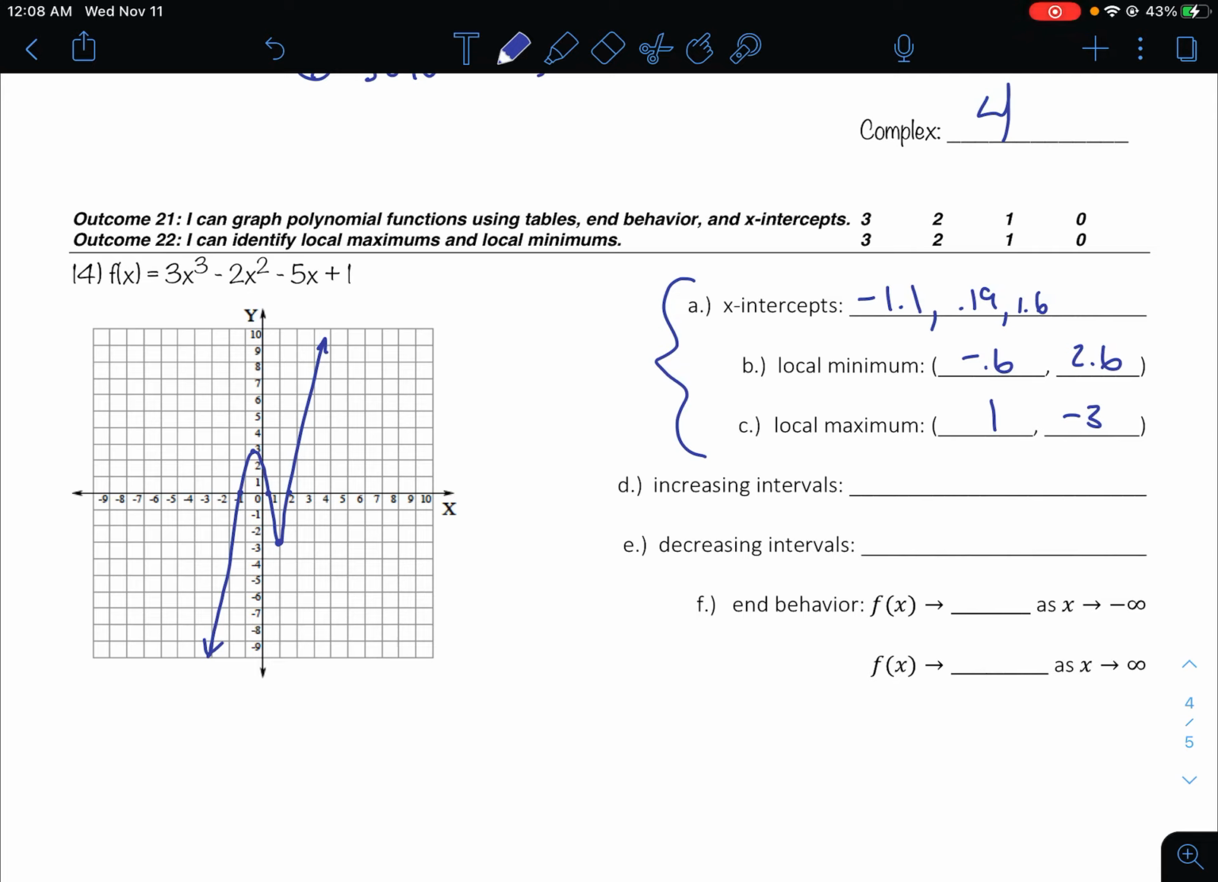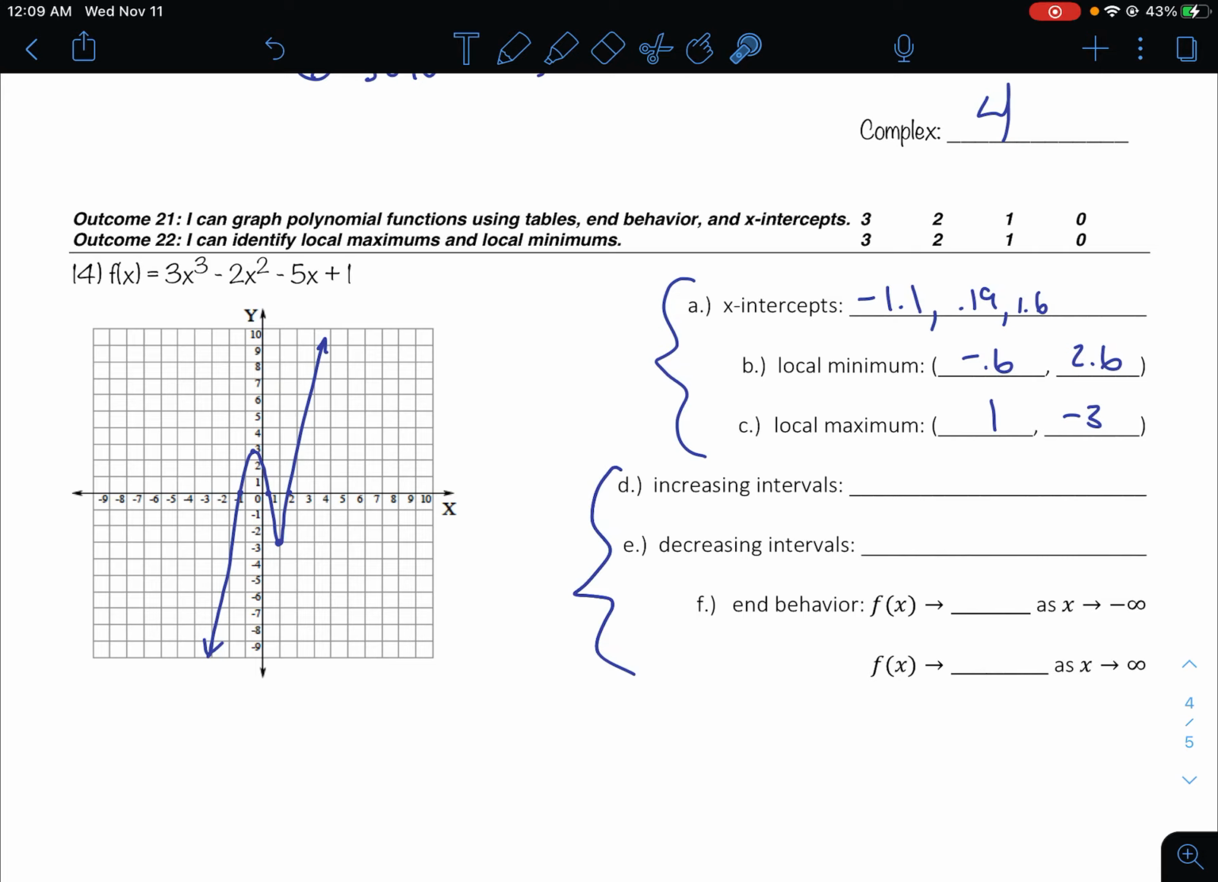The only thing that's going to be different now is the addition of what is called increasing and decreasing intervals, and end behavior. These last pieces are going to be new pieces that you haven't seen before. Basically, increasing intervals is asking you where is it going up, and decreasing intervals is where is it going down. So where is it increasing? Where is it decreasing? And you can see here it goes increasing again.